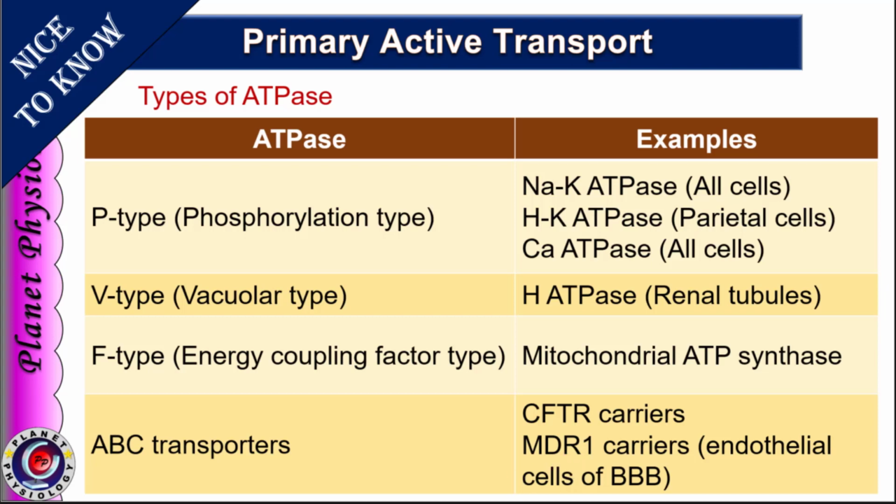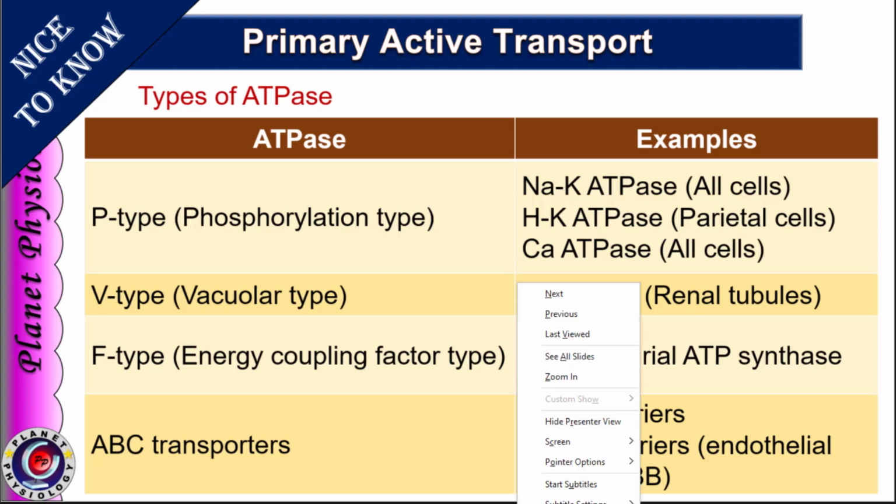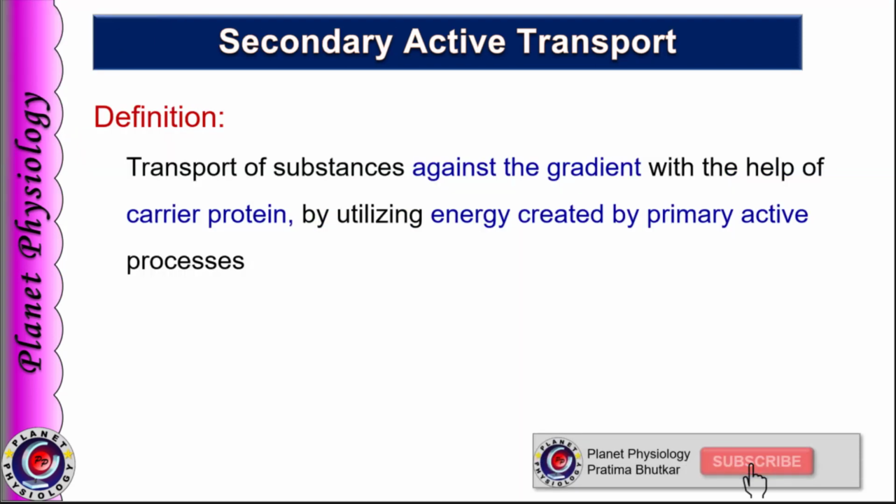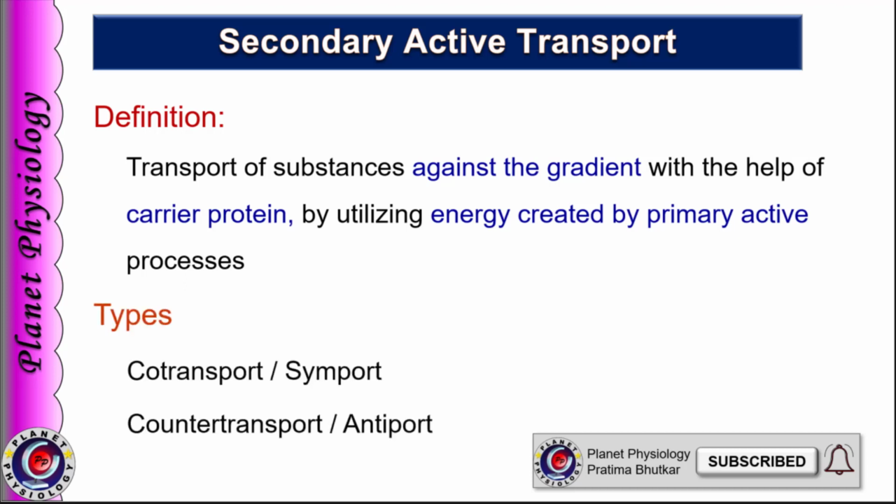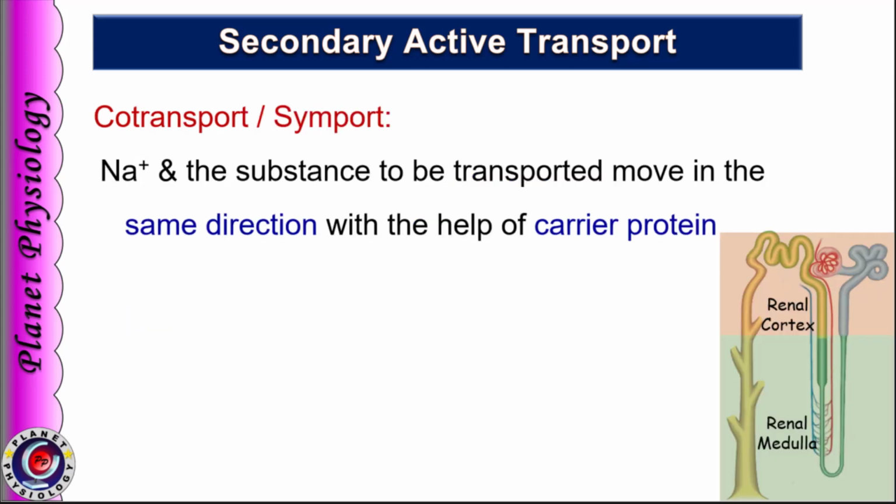So here we finish the topic of primary active transport and now let us begin with secondary active transport. Secondary active transport is defined as transport of substances against the gradient with the help of a carrier protein by utilizing energy created by primary active processes. It is of 2 types, co-transport and counter-transport.